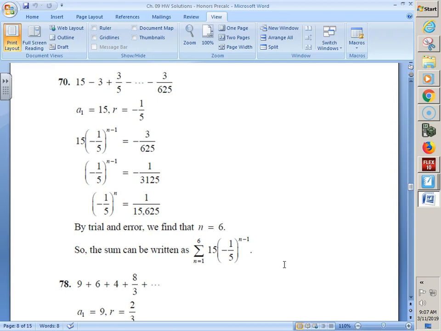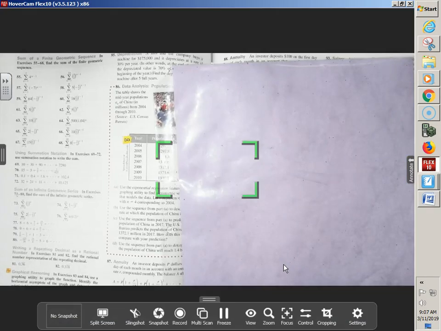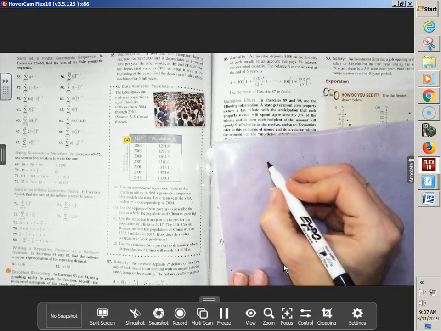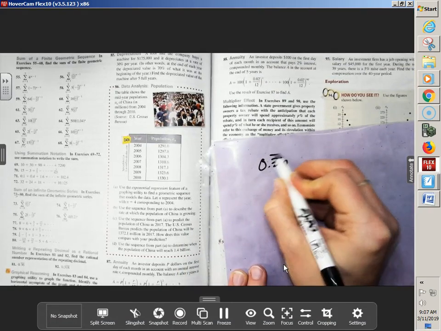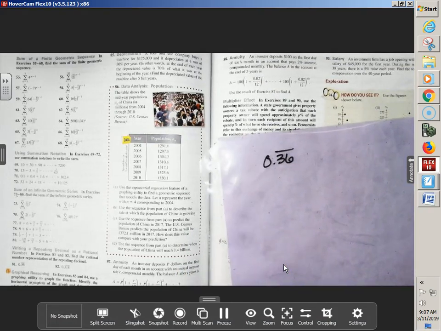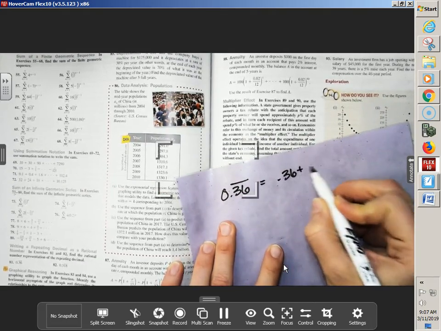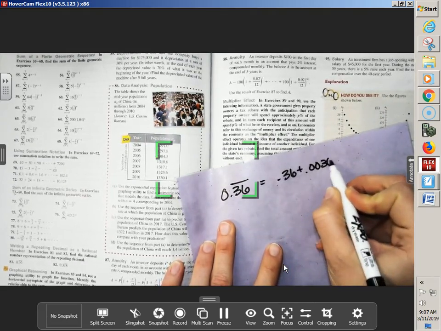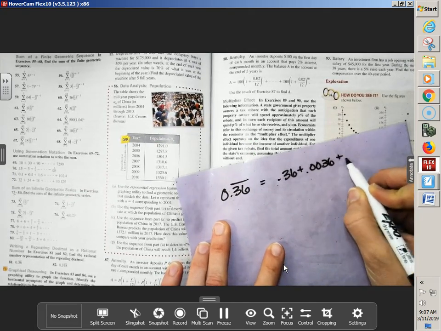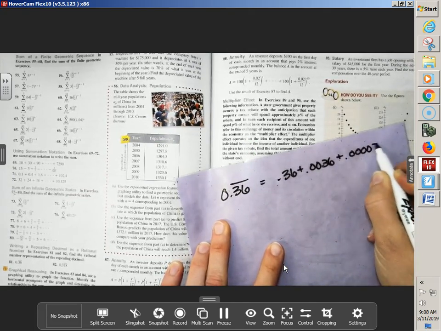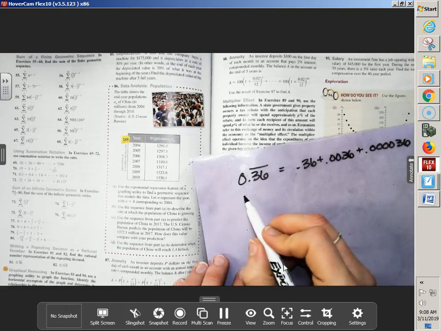Sorry, number 81. Ah, the repeating decimal one. Repeating decimal ones are not too bad if you do them carefully. But what I do for repeating decimal ones is I actually start writing out the repeating decimal. And I say, okay, it's 0.36, but then isn't it plus another 0.36, but a couple decimal places away? And then plus another 36, but a couple decimals away?